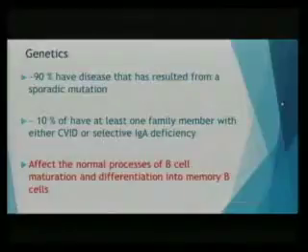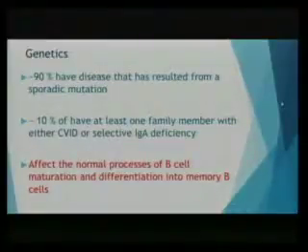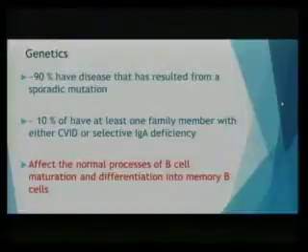And so unlike XLA or autosomal recessive agammaglobulinemia, which are usually secondary to identified gene defects, unfortunately for CVID, 90% have sporadic mutations where the specific gene has not been identified. And only about 10% have a gene defect, which will go on the next slide. But at least 10% have either a family member with CVID or selective IgA deficiency. And so, as I mentioned earlier, the main problem is the process of B cell maturation, differentiating memory B cells.